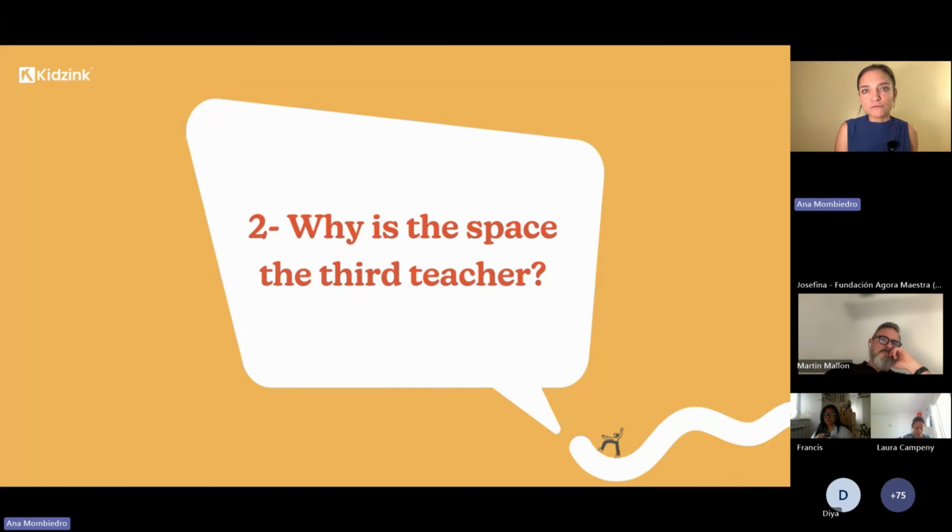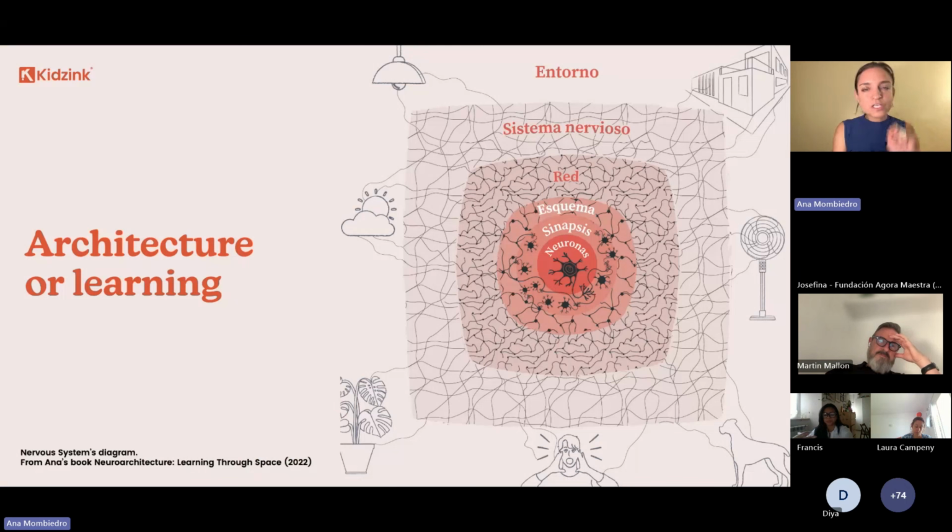I don't know if any of you knows, and you can write it in the chat, who said the sentence that the space is the third teacher? Do you know who said that? Can you type it in the chat? So the space is actually the third teacher. But why is the space a third teacher? This was actually said by Loris Malaguzzi, the founder of the Reggio Emilia philosophy. And I'm going to explain to you why.